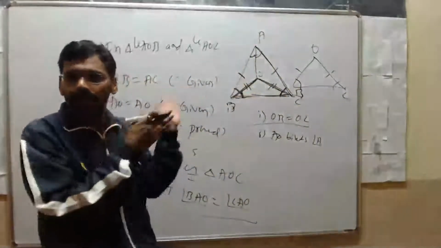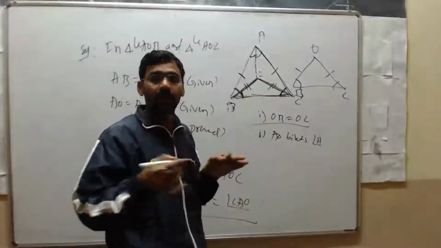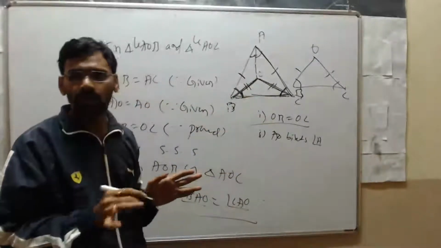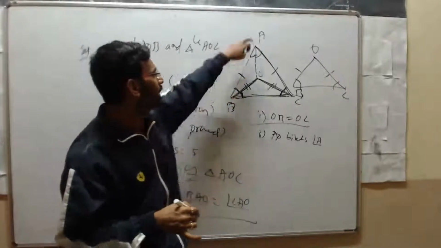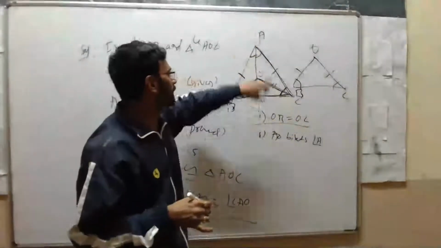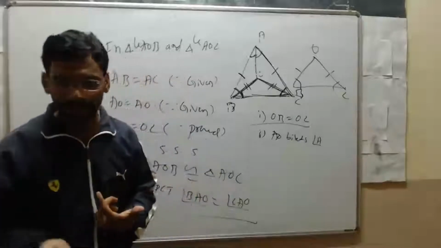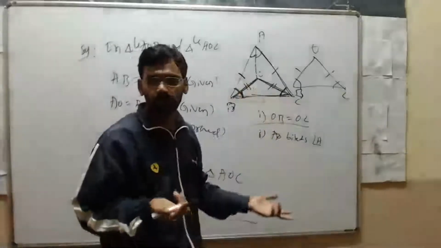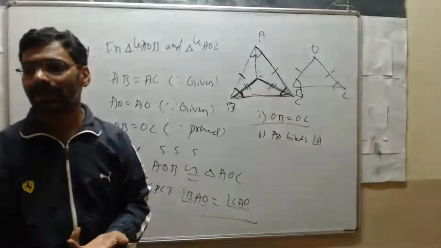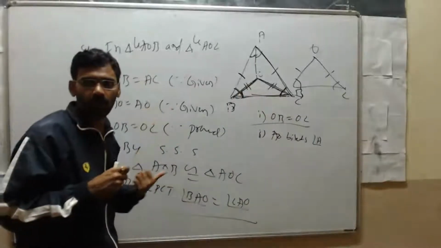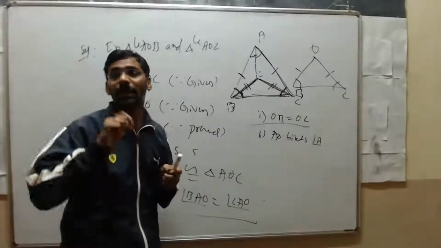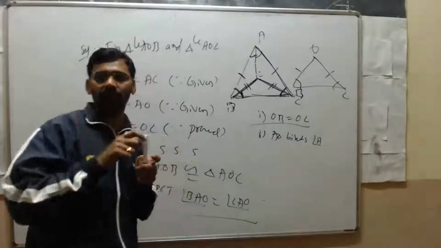Half part on this side and half part on this side. We have to prove these two are equal. First we consider triangle AOB and triangle AOC: AB equals AC, it is given. AO is common for both the triangles. Then OB equals OC, it is proved. By all sides equal, by side criteria, these two triangles are congruent. If these two triangles are congruent, then by CPCT, corresponding parts of congruent triangles.